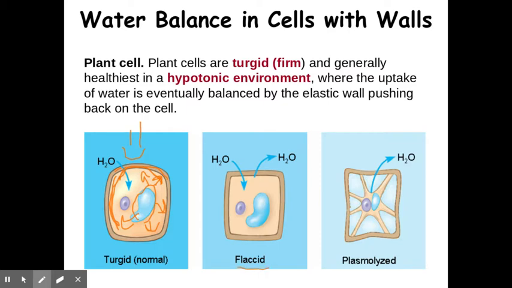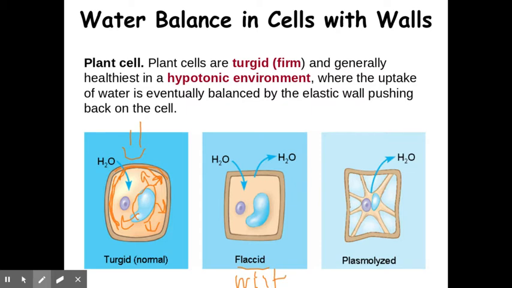This would be flaccid. This would be the wilt example. This cell is fine. It's not dead or anything. It's in an isotonic environment, equal amounts of water in and out. But this plant is wilting because that water is no longer fully pushing out against the cell wall. There's not enough of that.